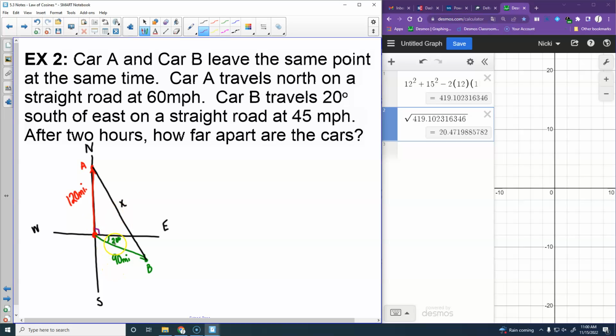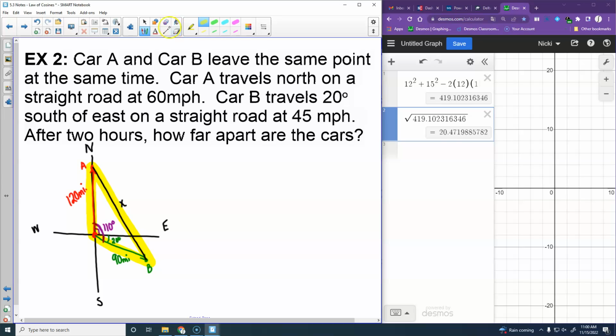Okay, so 20 is not actually an angle of my triangle, but I can figure out this angle right here. What's it going to be, Luke? 110. Because we could take that 90-degree angle and add the 20 to it. So now I've got this triangle that I'm looking at here. Let's highlight it. I have two sides, and I've got the angle in between those two sides. So this is going to be a law of cosines problem.